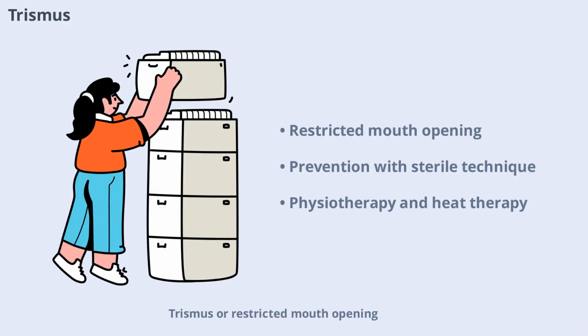Trismus, or restricted mouth opening, can occur due to trauma to muscles or blood vessels during injection, contamination, or myotoxic effects of anesthetic agents. Prevention includes using sharp, sterile, disposable needles and avoiding multiple injections in the same area. Management involves physiotherapy, heat therapy, warm saline rinses, analgesics, and muscle relaxants. In some cases, more advanced interventions may be necessary.